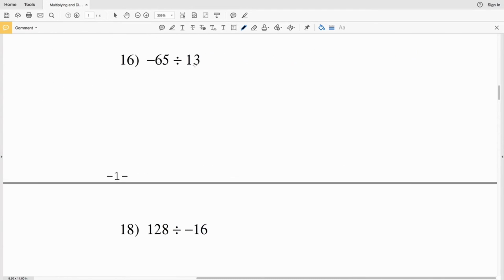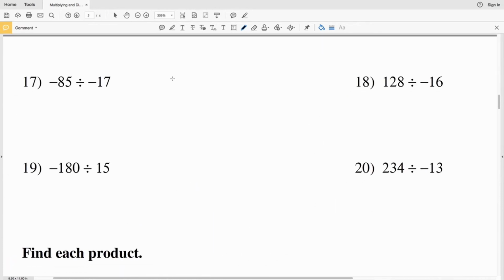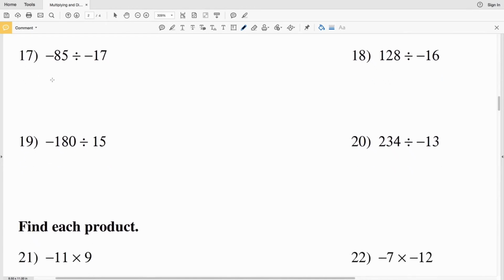16, we have a negative divided by a positive. That's going to result in a negative. 13 goes into 65 5 times. So the answer is negative 5. And now on to our last 4 problems.